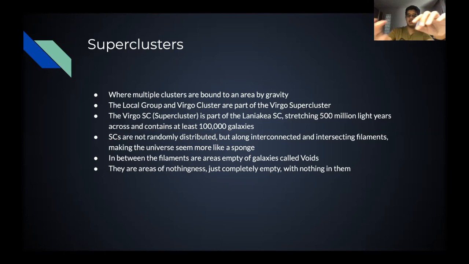In between these filaments are areas empty of anything, called voids. Voids are just empty. There's nothing in them. Everyone knows what a sponge looks like, right? In a sponge, there are little areas where there's no material, like little holes with empty space. Now think of the universe like that, with all the material being superclusters and so on, and all the holes being voids. Does that make sense? Yeah.